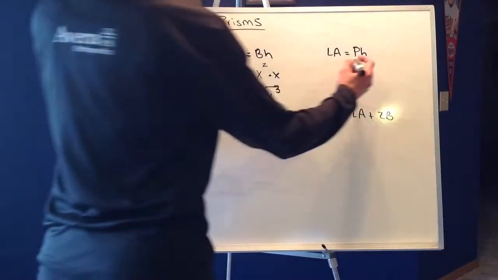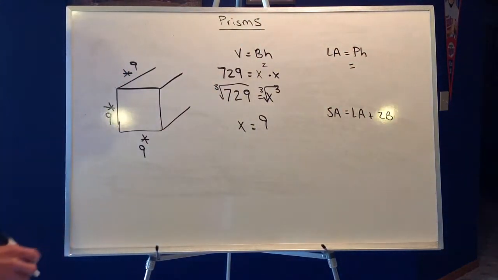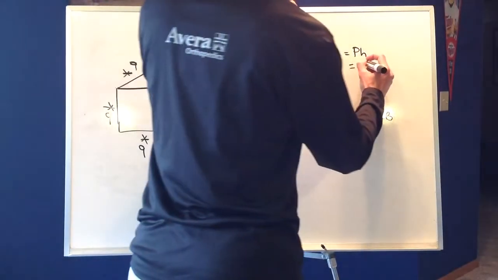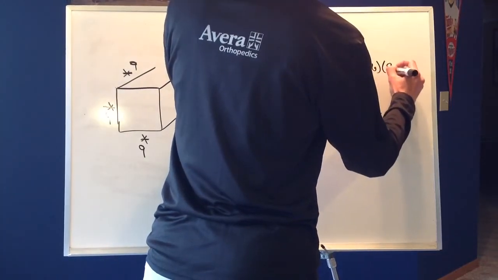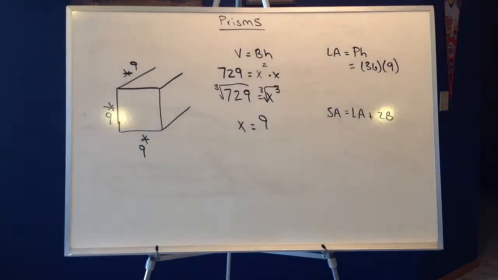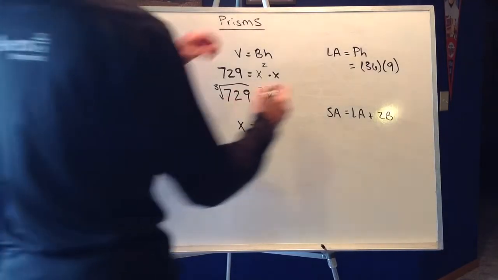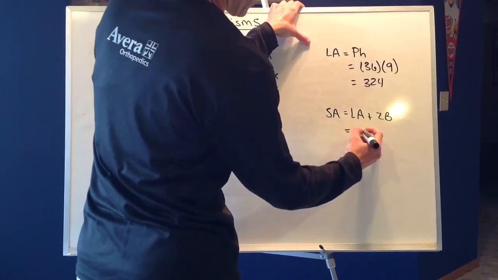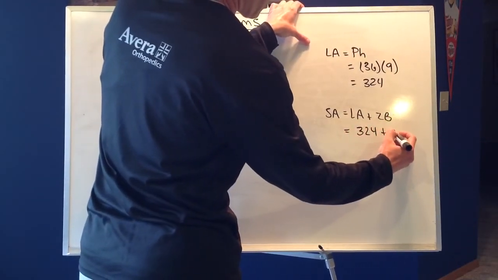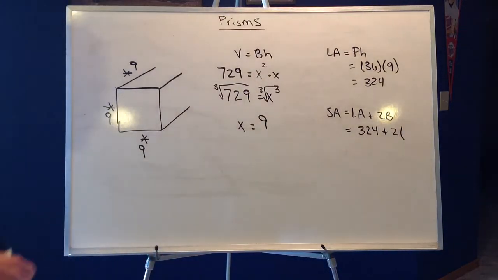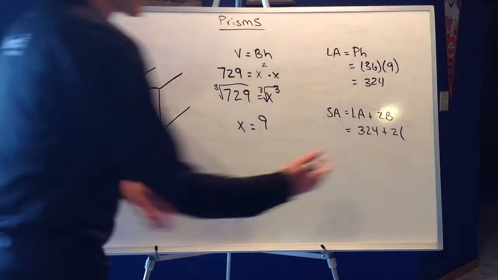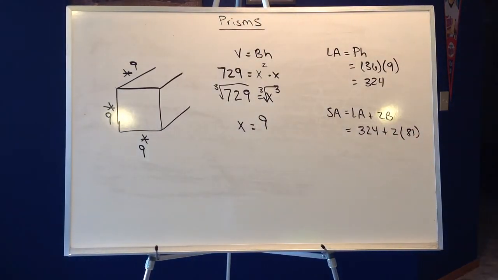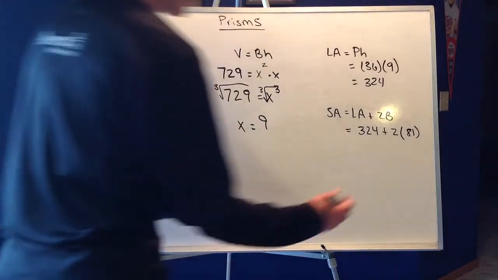So that makes figuring out the rest of it fairly easy. Perimeter: if one side's 9, there's 4 of them, so that would give us 36. And then your height is 9 as well. Multiply those together and you'll end up with 324. We take that 324 down here plus 2 times the area of the base. The base is a square, so it'd be 9 times 9, which is 81. Put those in the calculator and you should end up with 486.